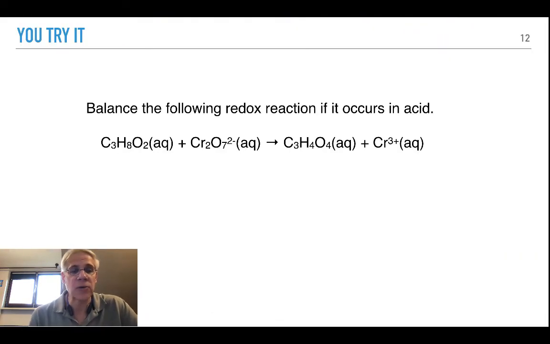Here's one I'd like you to try. Balance it in acid. Actually, if you want, you can balance it in acid and then try it in base. I will post a solution to this either on Eleum or on YouTube.